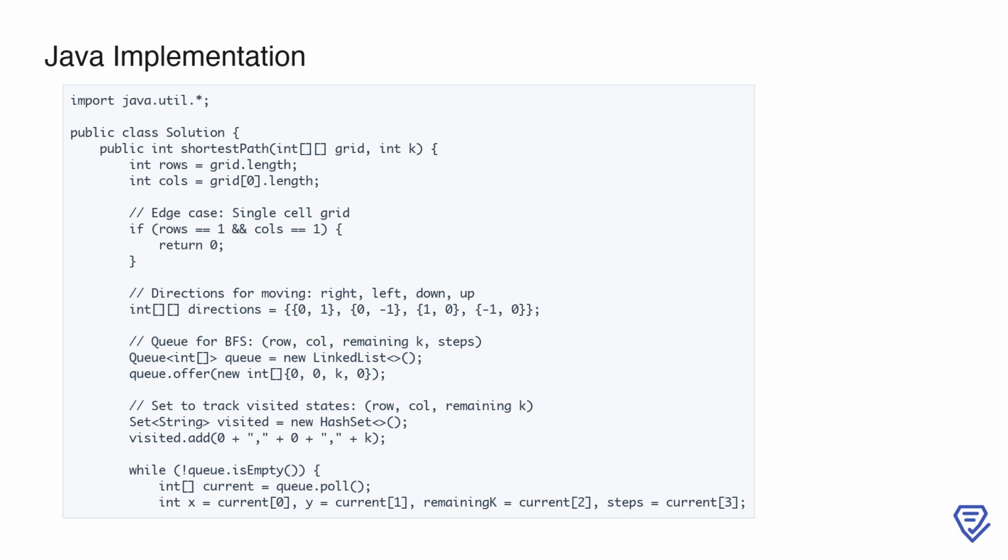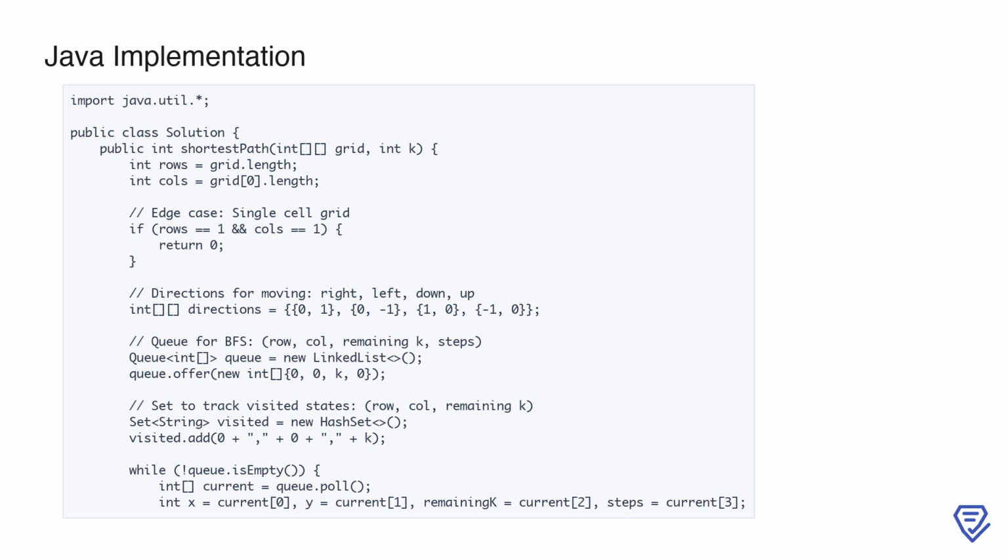First, we import necessary packages and define the solution class with the method shortestPath. The grid and k are taken as input, where k represents the maximum number of obstacles we can eliminate. We start by determining the dimensions of the grid using rows and cols. Next, there's a check for an edge case. If the grid is a single cell, the shortest path is 0 since no movement is required.